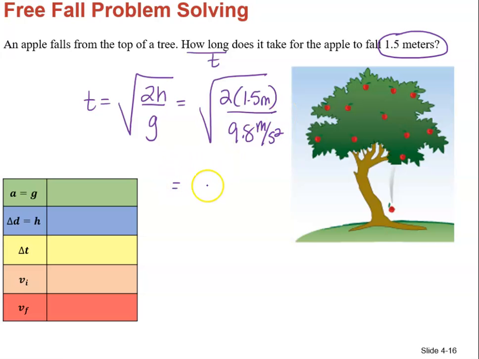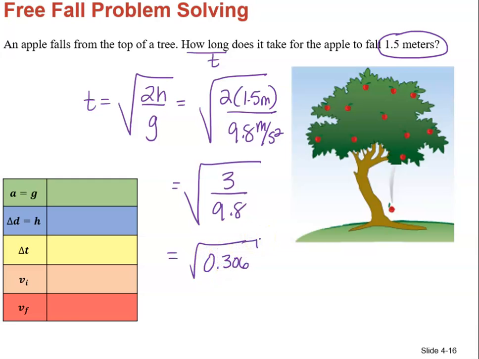And when you do this, do all of the math in steps. So 2 times 1.5 is going to be 3. So 3 divided by 9.8. 3 divided by 9.8 is 0.306. So now let's take the square root of that, and our time is going to be 0.55 seconds.